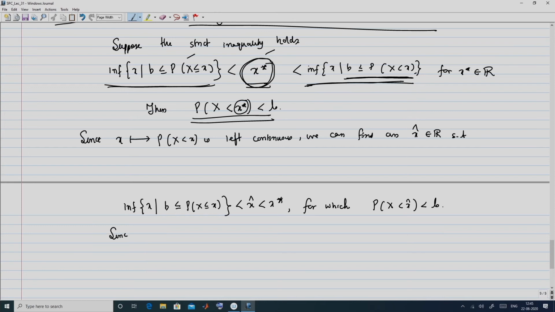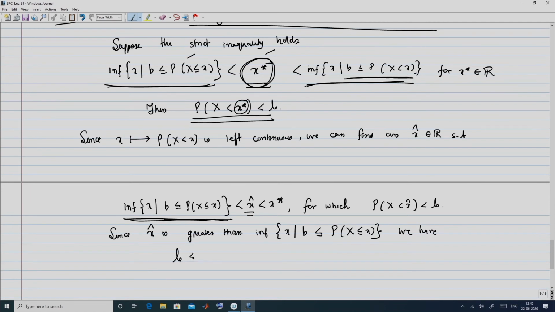Now, since this x hat is greater than the infimum of the x's satisfying this condition, that is the infimum of all those x such that b is less than or equal to probability of X less than or equal to x, we have that b is less than or equal to probability of X less than or equal to x hat. Right. So, here you see all the smallest values of x are such that this condition is satisfied.